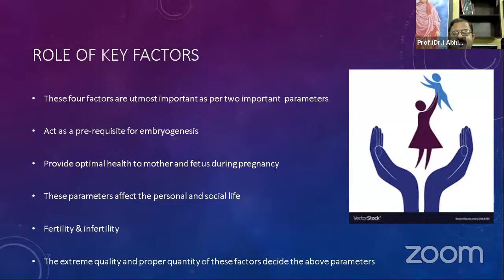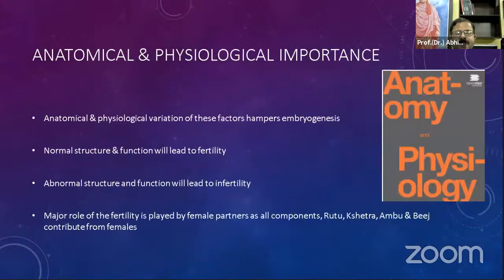Either they have quality, then fertility will be there, or they don't have the quality, then infertility will be there. So extreme quality and proper quantity of these factors decide the above parameters. This is the clinical aspect. What is the anatomical and physiological importance of these key factors? Anatomical and physiological variation of these factors hampers embryogenesis. As aspirants or students of anatomy, we always study the anatomy and then the physiology of the body structures.